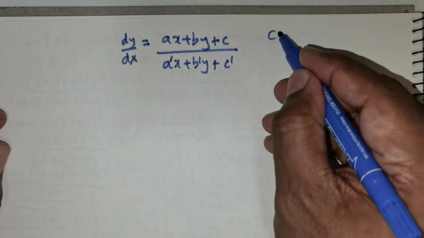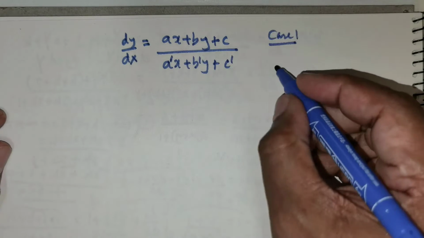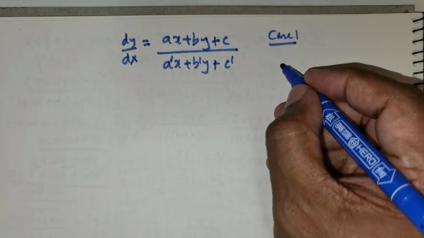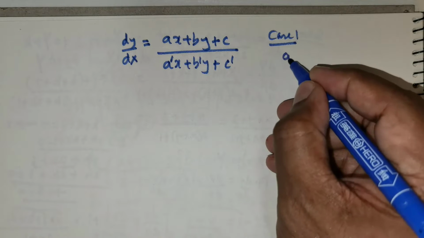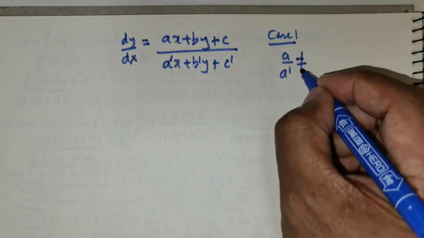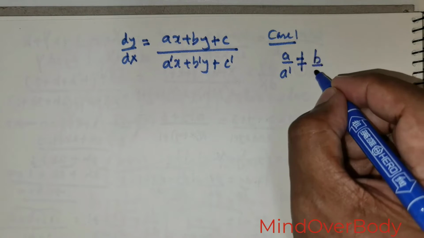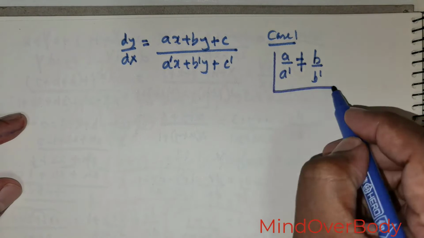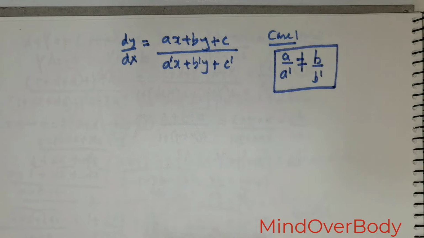Now for case 1, if you were to take the ratio a divided by a dash, clearly a divided by a dash will not be equal to b divided by b dash. So this is very important, have that in mind.